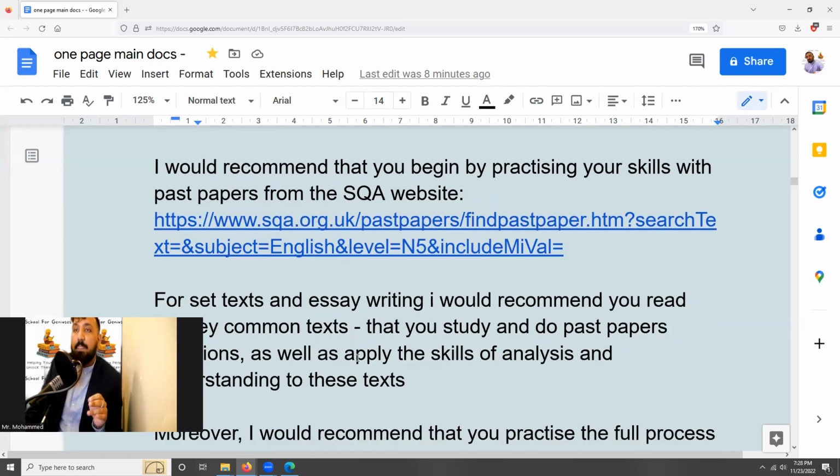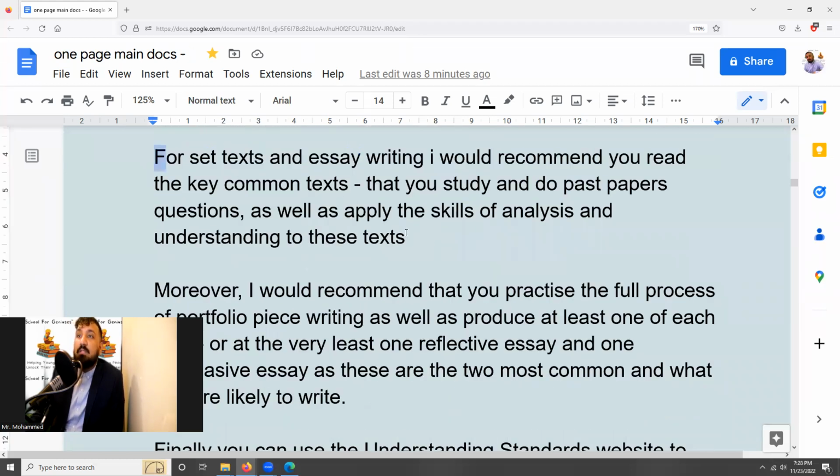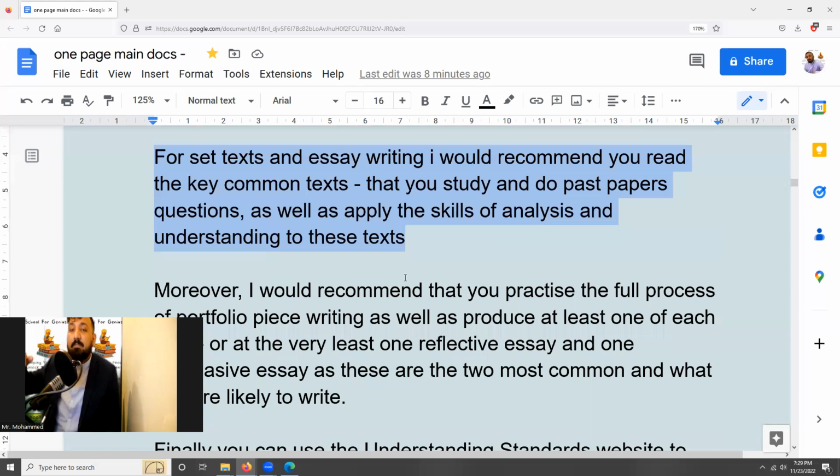Now, what to study? In addition to the knowledge that I'm going to give you in this course, what I would recommend is you take advantage of past papers that are available for free on the SQA website, both at Nat5 and Higher. Just go on the SQA website and search English, either Nat5 or Higher. Also take advantage of the key texts. At the end of the course, I've got a list of the common texts which are used both at Nat5 and Higher.